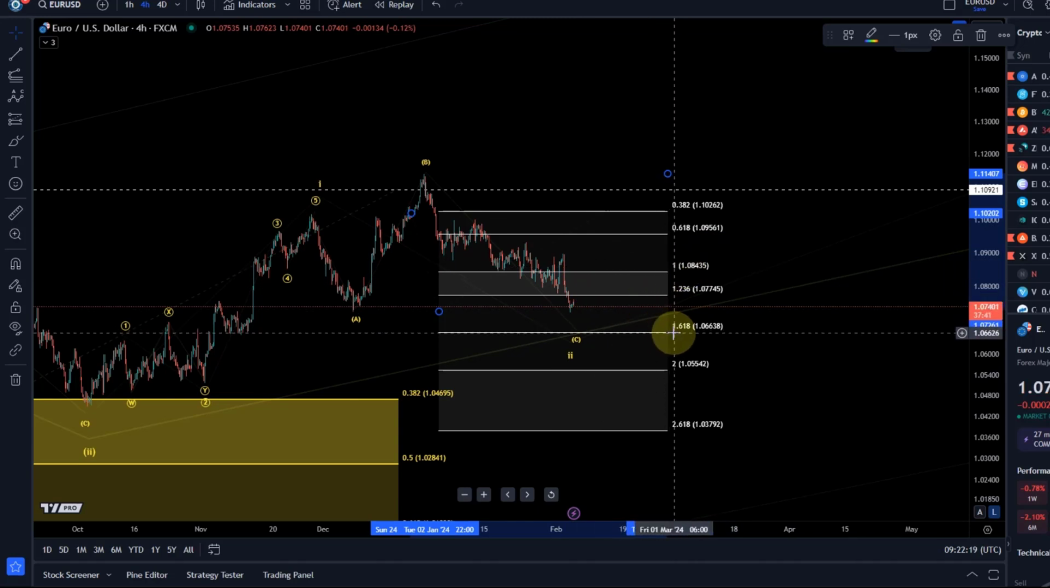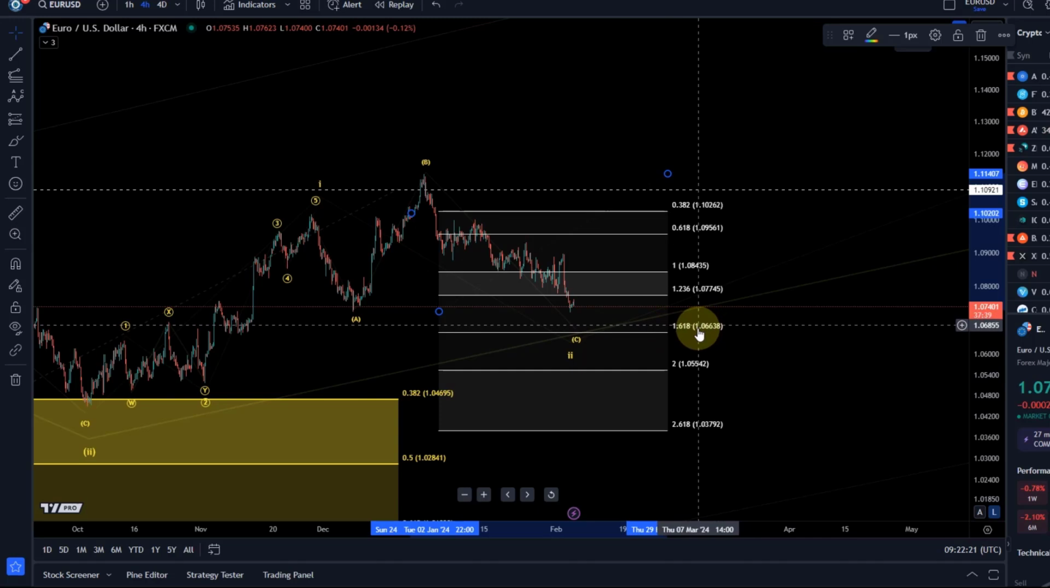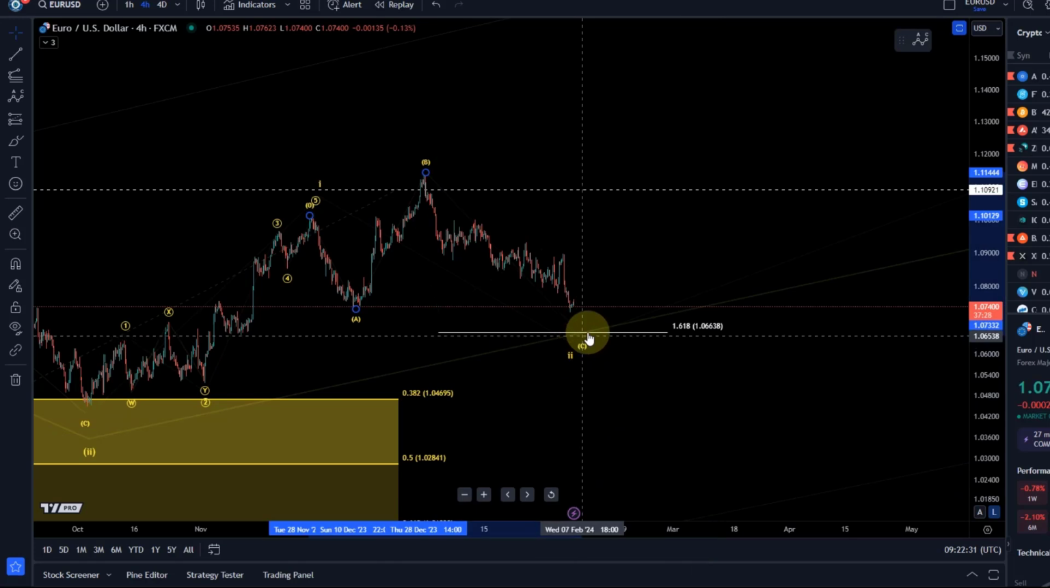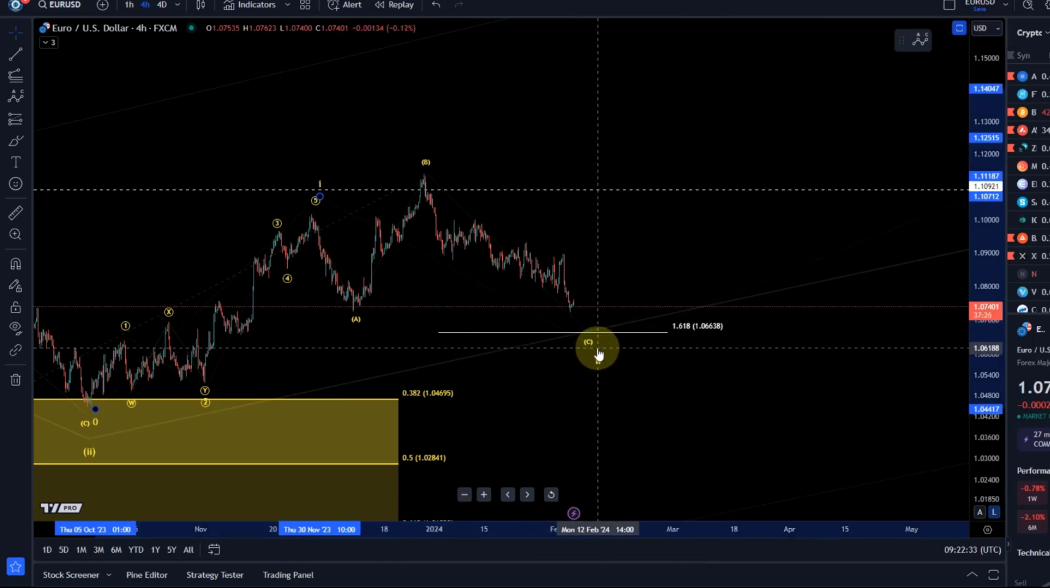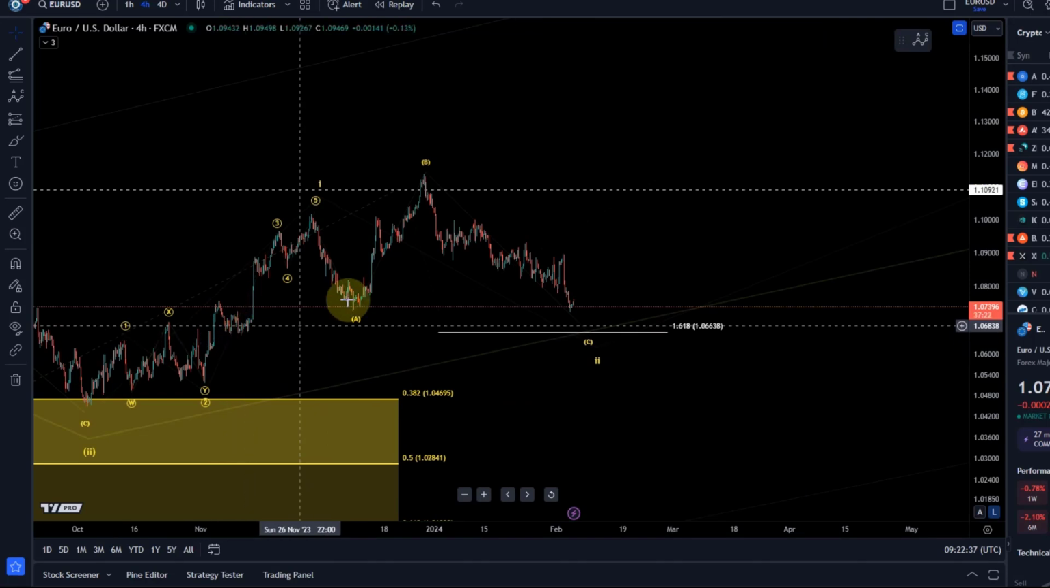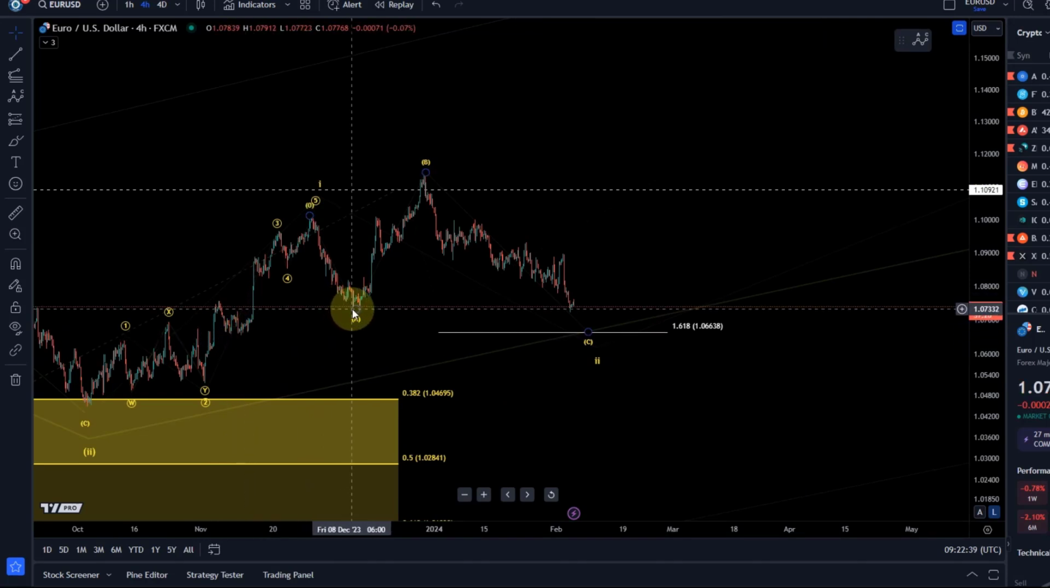161.8 extension, and $1.66 is sort of the next support. I leave that on the chart because it's not super reliable, but it's the next level to watch to the downside. Possibly the wave C might finish there. Obviously, there is structural support exactly there, and there's also structural support here, basically where we are now.